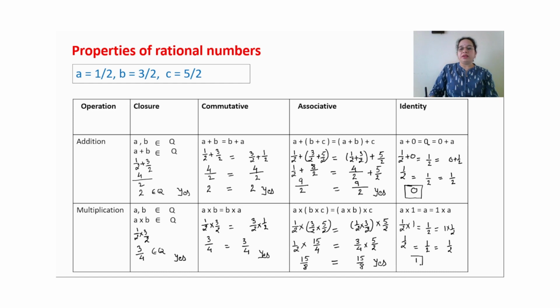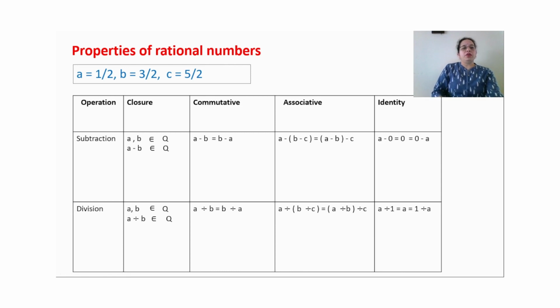Multiplicative identity is 1. So here with these two operations we have seen that all the four properties we can observe in addition of rational numbers, and all the four properties we can observe in multiplication of rational numbers. Additive identity is 0, multiplicative identity is 1.